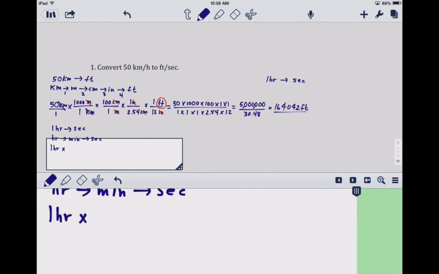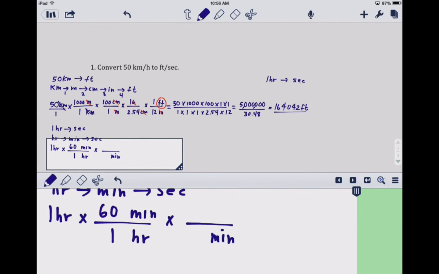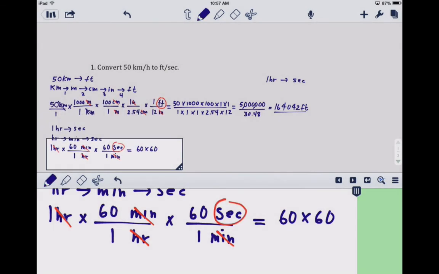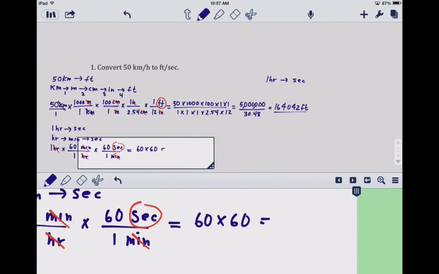1 hour times, set up the conversion factor with hours in the denominator, minutes in the numerator. 1 hour is 60 minutes. And then I need to go from minutes to seconds. So I'm going to put minutes in the denominator and seconds up top, and 1 minute is 60 seconds. 60 times 60. Let me check that the units cross out. Hours go away, minutes go away, and I get left with seconds. That's what I want. And so the final answer, 60 times 60 is 3,600 seconds.